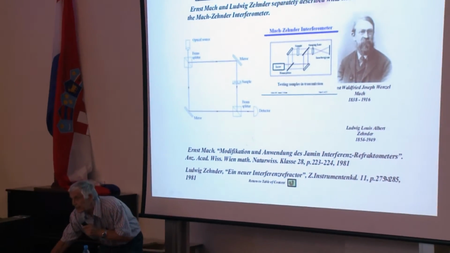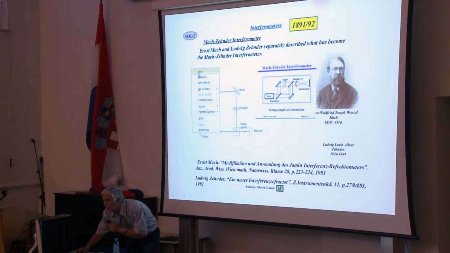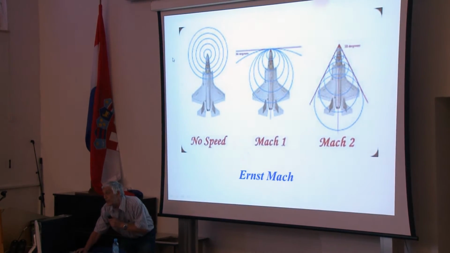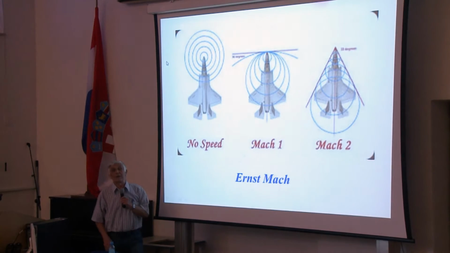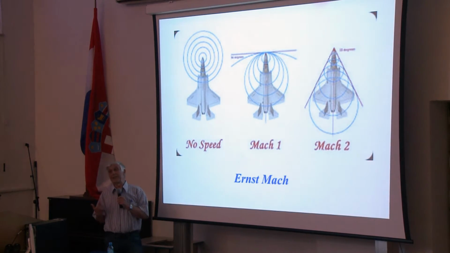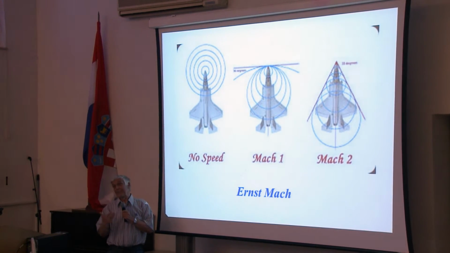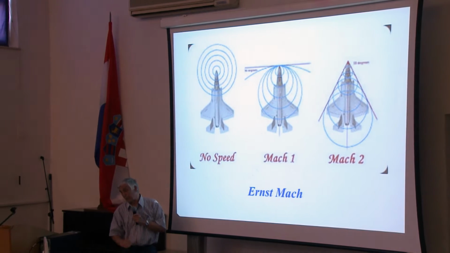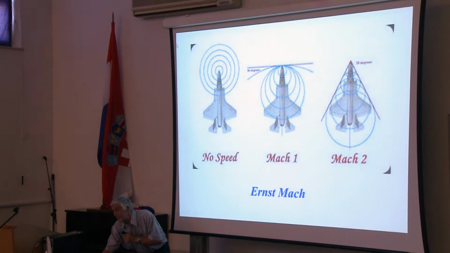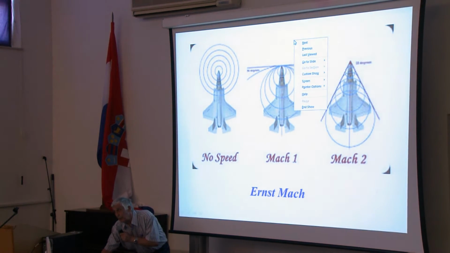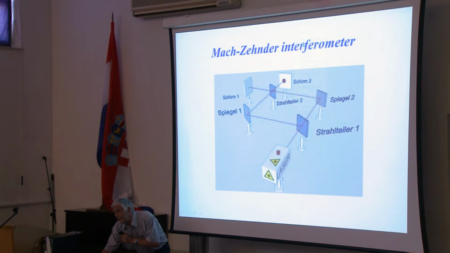I think that the next is more probably. Okay, that is just Ernst Mach. Usually people don't know him, but he is the one by whom the speed of sound is known, Mach 1, Mach 2, and so on. It is the same scientist, because he was doing very many different things.